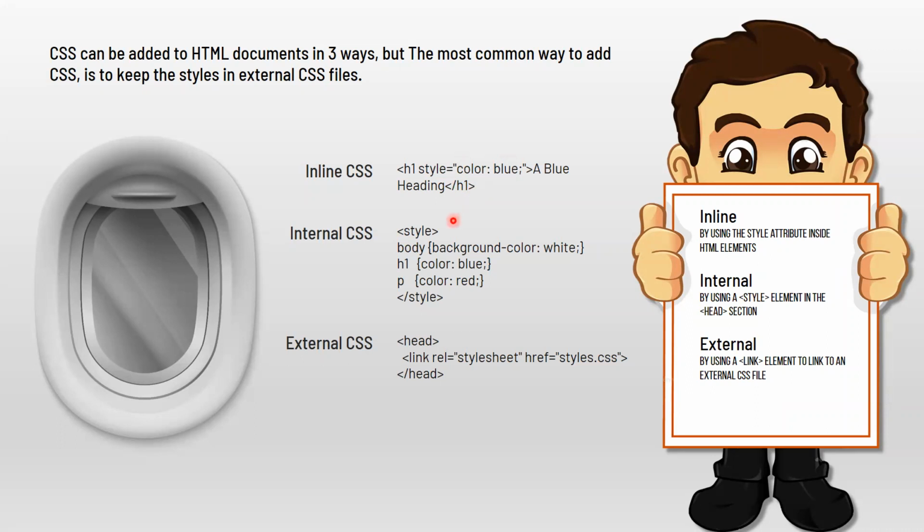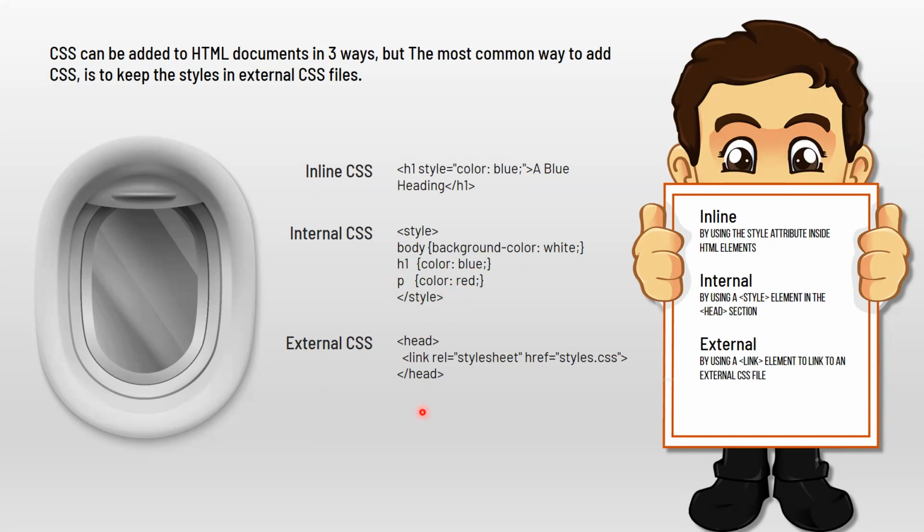The other way that you can add is within your head tag in the HTML, you add a style tag, and inside the style tag, you mention various styles. For example, here for the body element, the style is mentioned as background color white. For the H1 element, color blue, and for the paragraph element, color red.